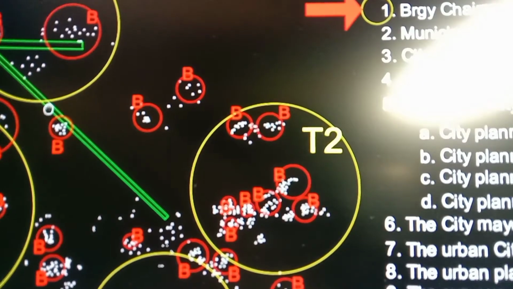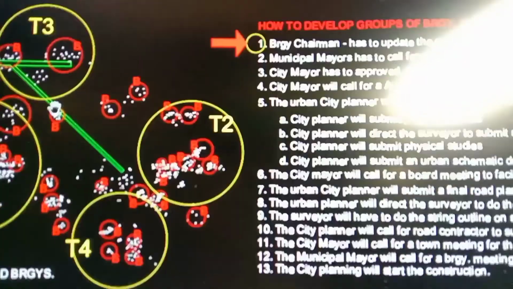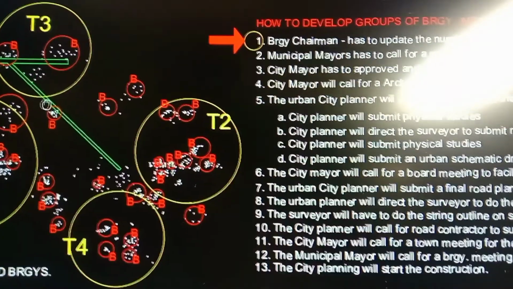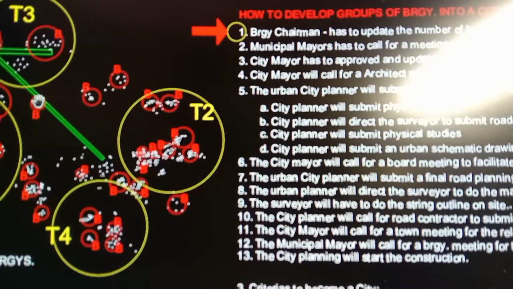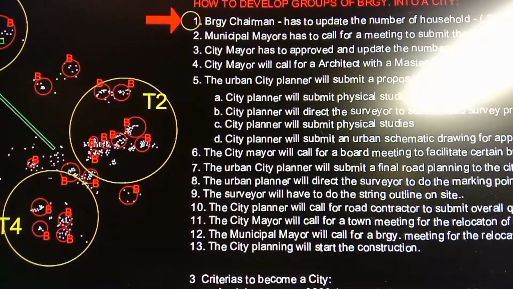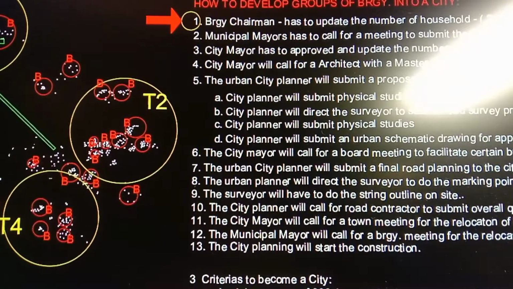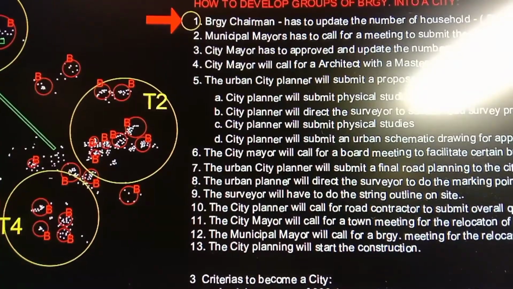For example, extensions of roads, widening of roads, or widening of the highways. So this is how it looks like. Once approved by the majority of the town council, the city mayor will call for an urban planner. The urban planner must be an architect who has a background of a master's degree.